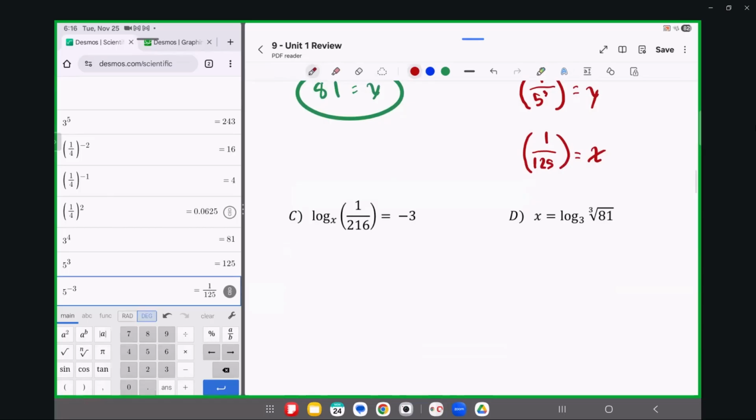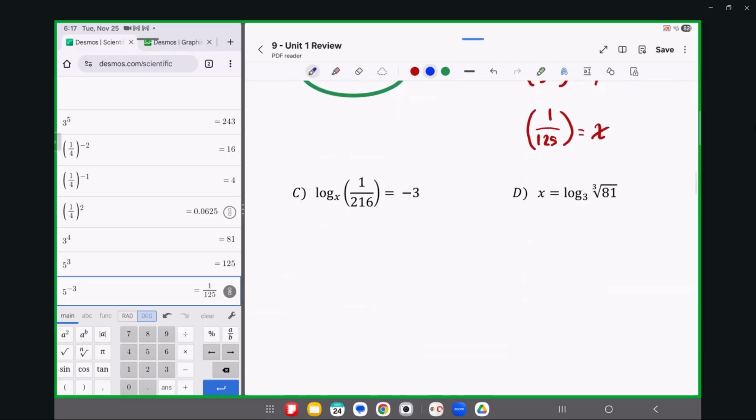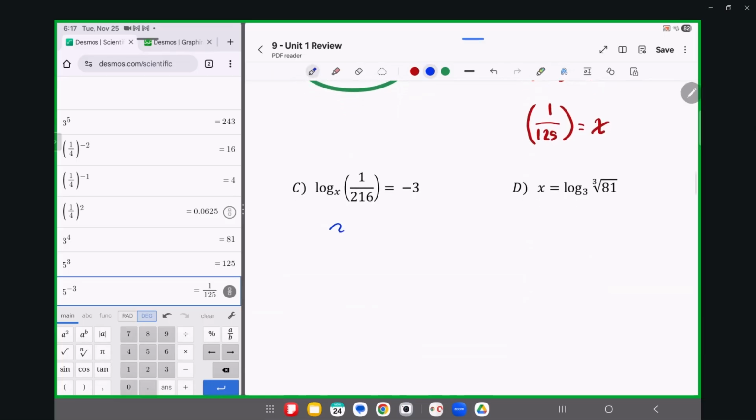Okay. What about letter C? We have log base x of 1 over 216 is equal to negative 3. We're going to treat this the same way. So we'll convert this to its exponential equivalent. So we'll rewrite this as x to the power of negative 3 is equal to 1 over 216.